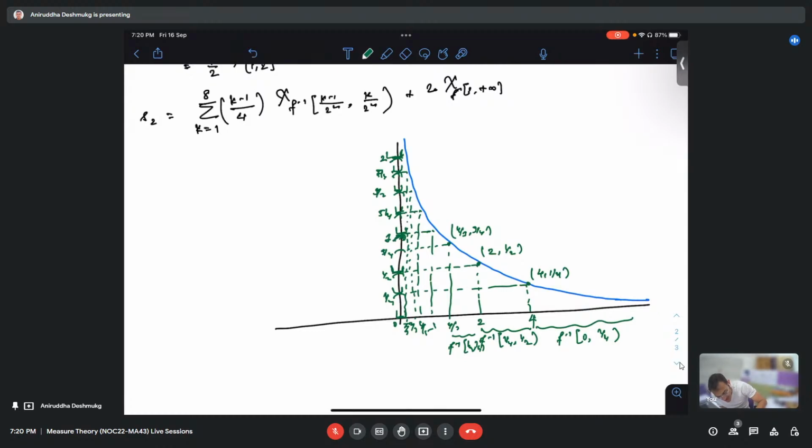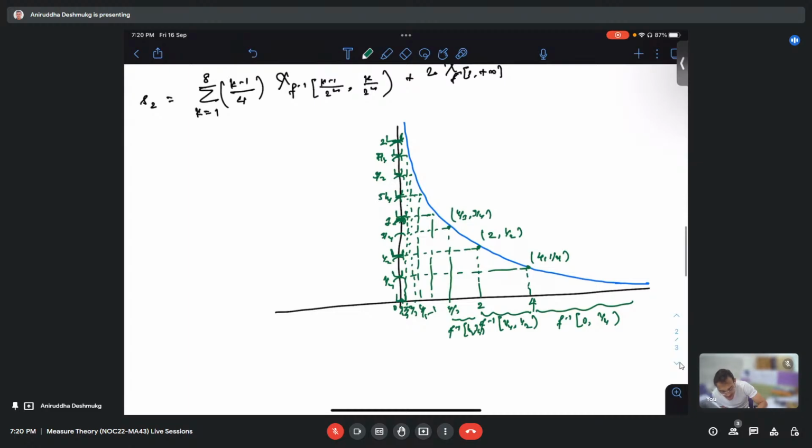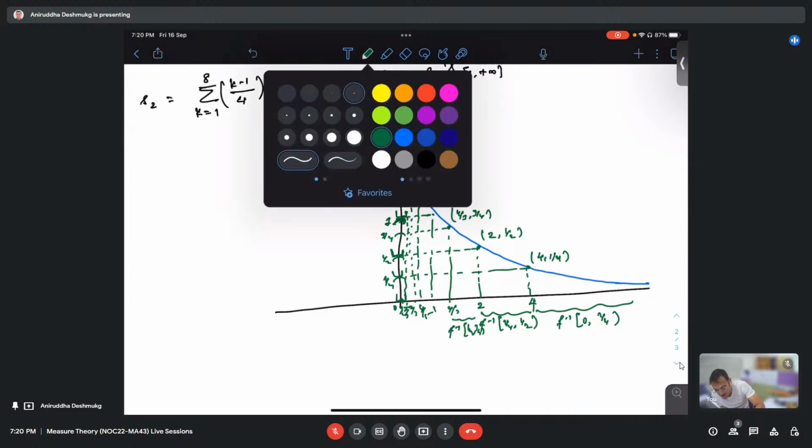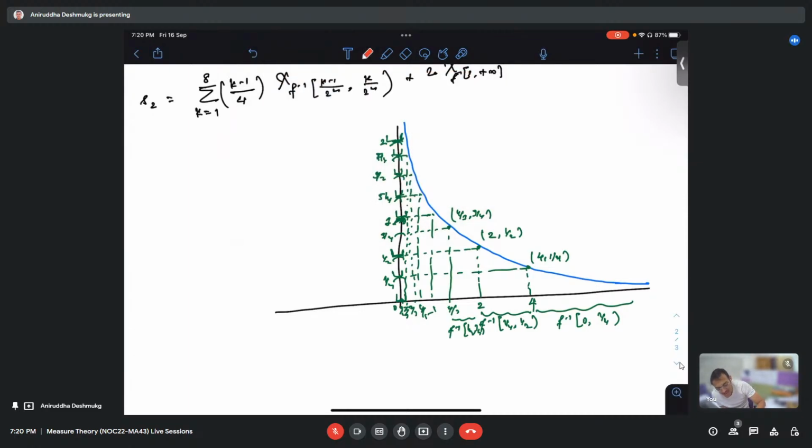But the last one would be 2, so somewhere near half. Of course, this is not drawn to scale, which is why half is being drawn really close to 0, but one can understand. So after 4, this must be 0. In between 2 to 4, the lowest value. In between 4 by 3 to 2, the lowest value. And then this continues.